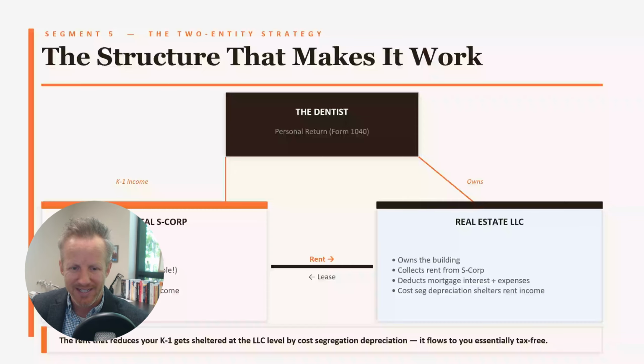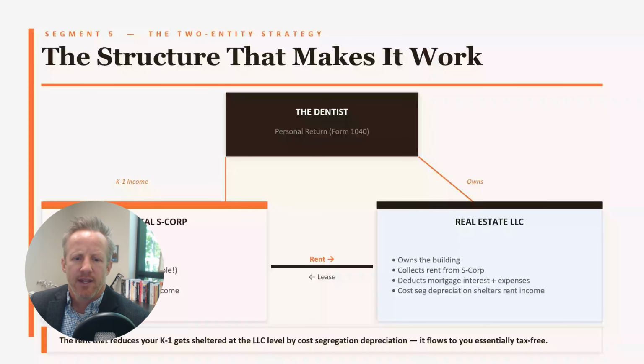Your S corporation is the tenant of the building, paying that rent to the LLC. The rent that goes from your S-Corp to your LLC reduces your K-1 from your S-Corporation, because more rent is more expense. More expense means lower profit. Lower profit means lower K-1 taxable income that flows up to your 1040 tax return.